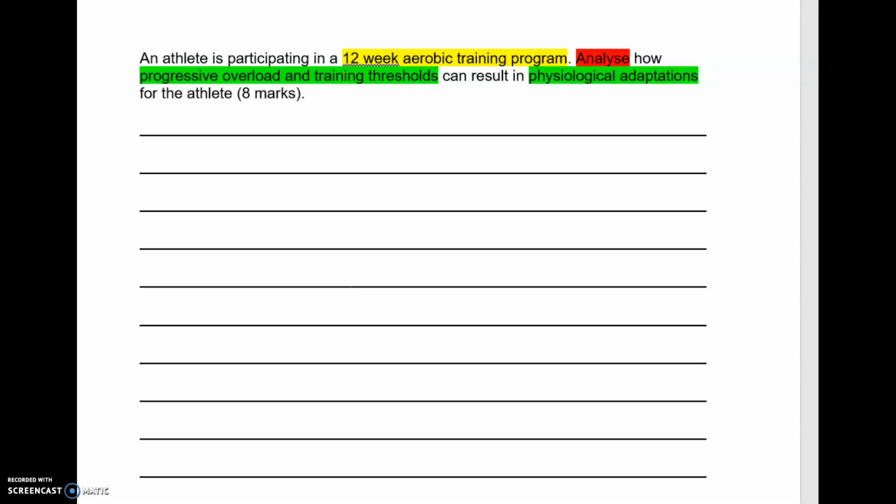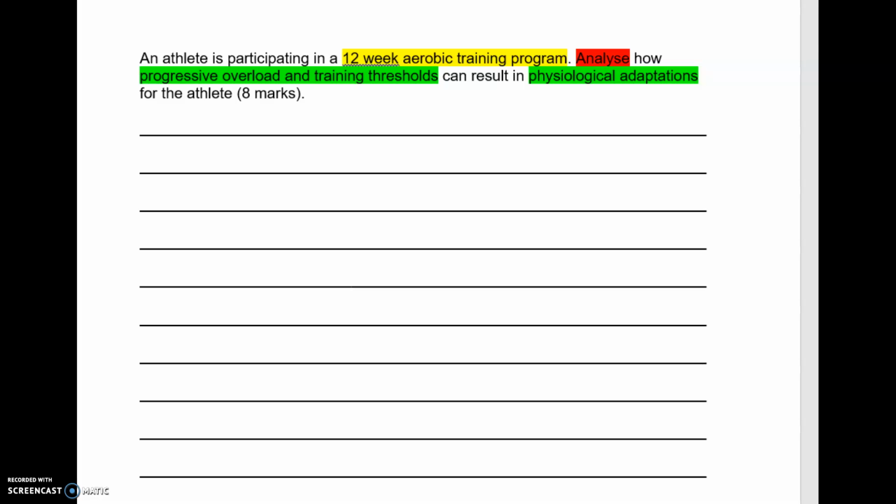Now the reason we're looking at this in specific detail is because this question has got a number of components and is quite difficult. What I've done is I've highlighted the keyword in red, which is an analyze. I've highlighted the syllabus points in green, and I've also highlighted in yellow what we must pay attention to and include within our content of the question, which is an aerobic training program.